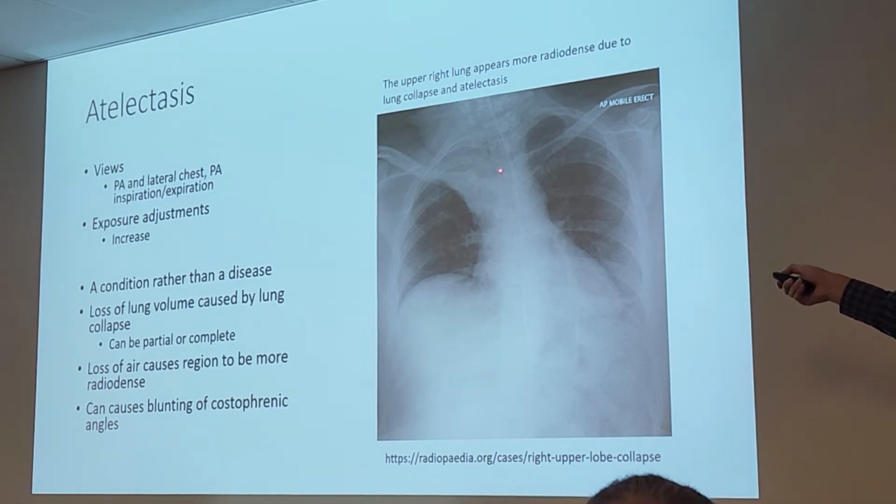Right, so normally this should be black because the apice of the lung is filled with air. It looks white because when it's collapsed, there's no longer air in the region. So when it's packed, it's white, and when it's black, that is a radiolucent region.